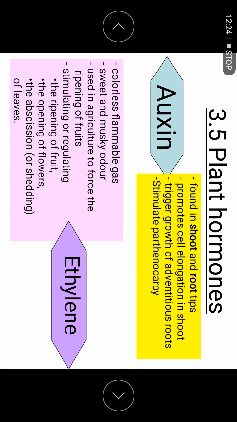So the important part is here and how you explain the auxin with regard to those tropisms. So we will stop here, thank you.